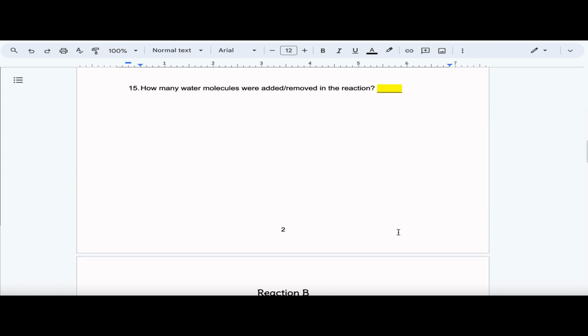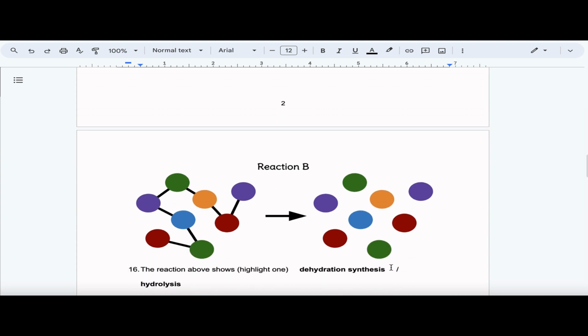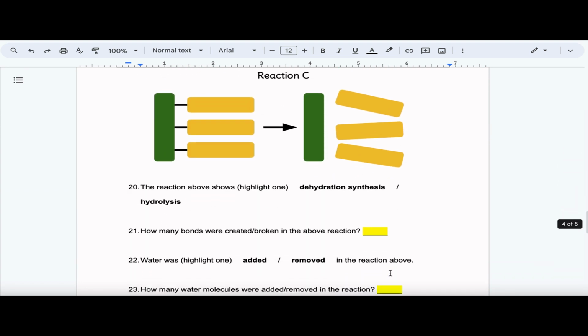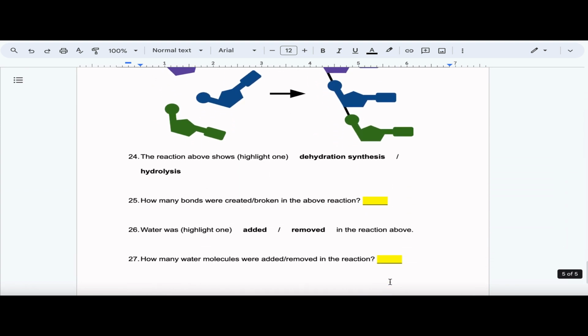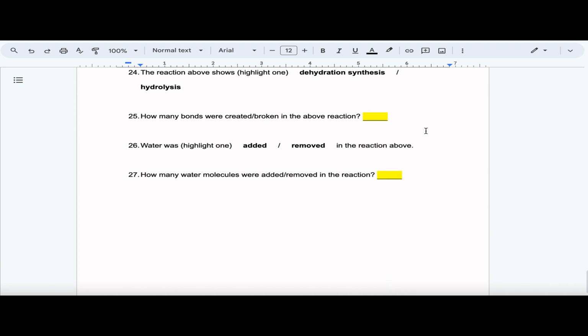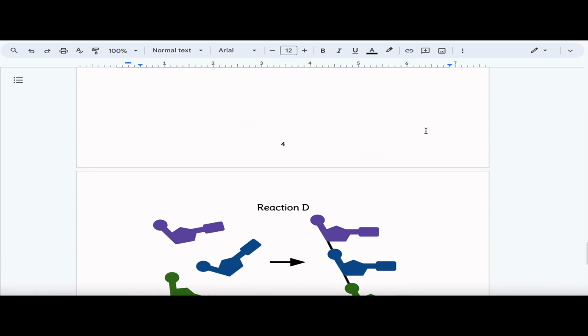You're going to complete the rest of the reactions, B, C, D, and then turn it into Google Classroom. If you have any questions, please let me know.